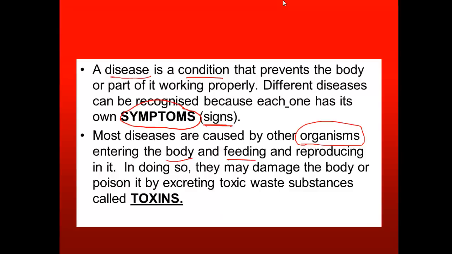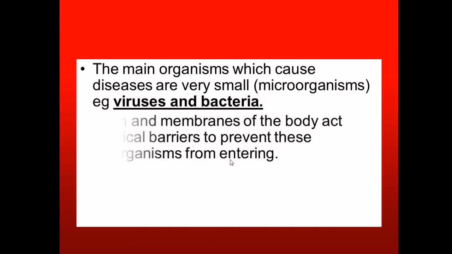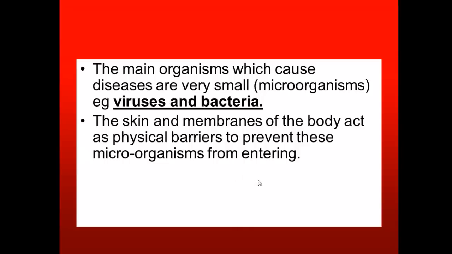And as a consequence, we end up getting colonized by these things which excrete toxic waste substances and damage our body and just release all these horrible toxins. So we've got to fight off against them, and that's what our white blood cells will do. Viruses, bacteria, particularly potent, and how do we fight against it?